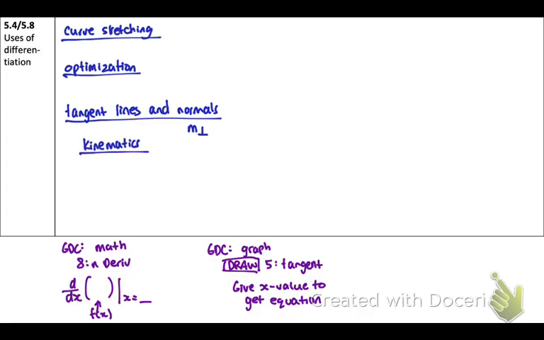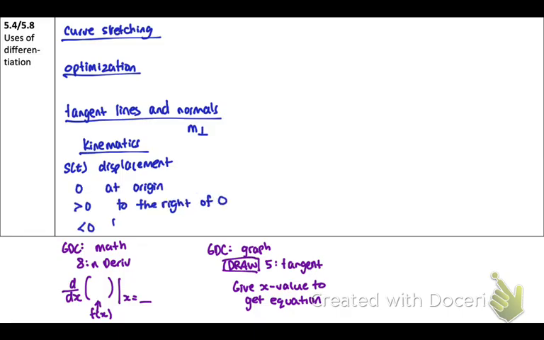Finally, we have kinematics. Okay, so S of t represents our displacement function. When our displacement is equal to 0, this means that our point P, or the particle P, whatever we're looking at, is at the origin. When the displacement is greater than 0, it means that the object is to the right of the origin, and when it's less than 0, it means the object is to the left. So it tells us about the displacement, how far away from the origin. The derivative of displacement gives us velocity. So when velocity is 0, means our object is at rest.